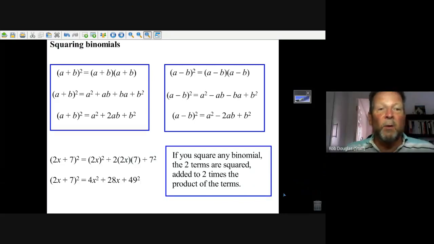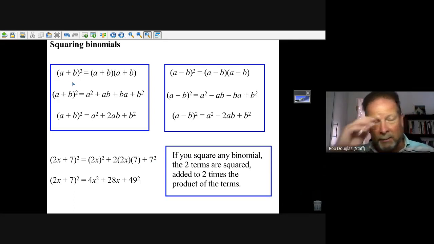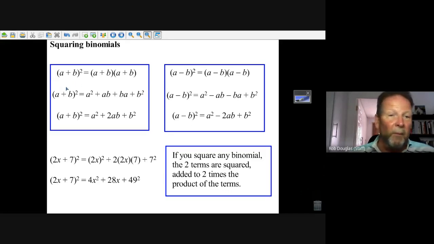Okay, we're going to look at squaring binomials. Here, the first one, we've actually done it in the last exercise. We didn't call it that, but these are the two general formulas. If you have a plus b and you want to multiply it by itself, square it, you could write it as two brackets like this, a plus b times a plus b.